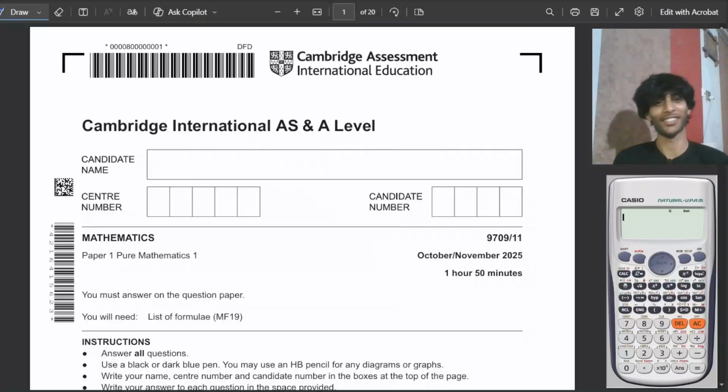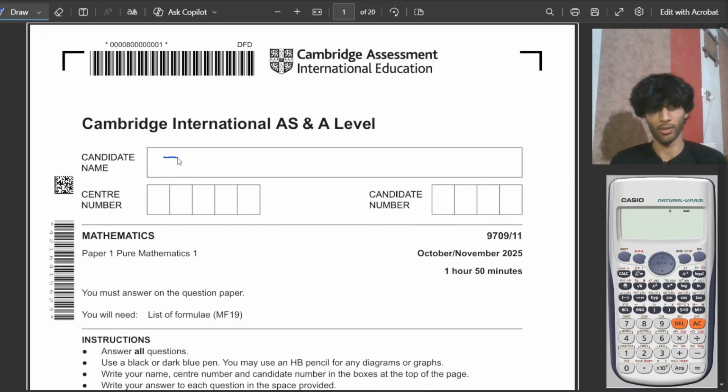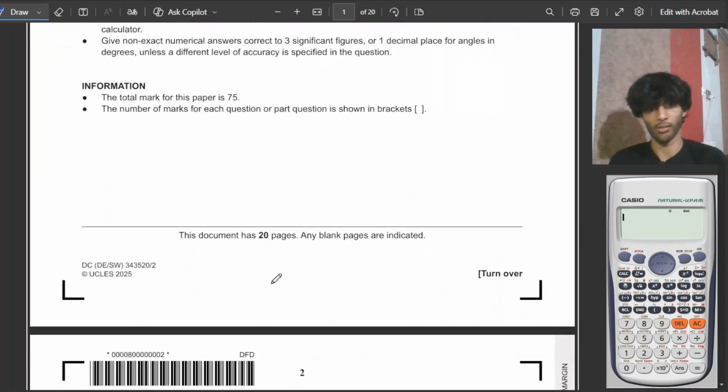Today we're doing October-November 2025, paper 11. So let's just get into it. I'm just going to put my name down over here on the paper. For those of you who don't know me, my name is Amin, so I'm just going to put it down over here. Okay, first question.